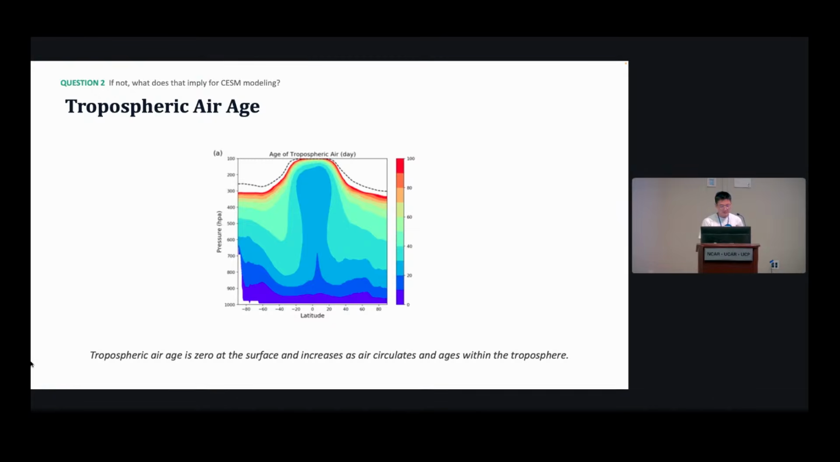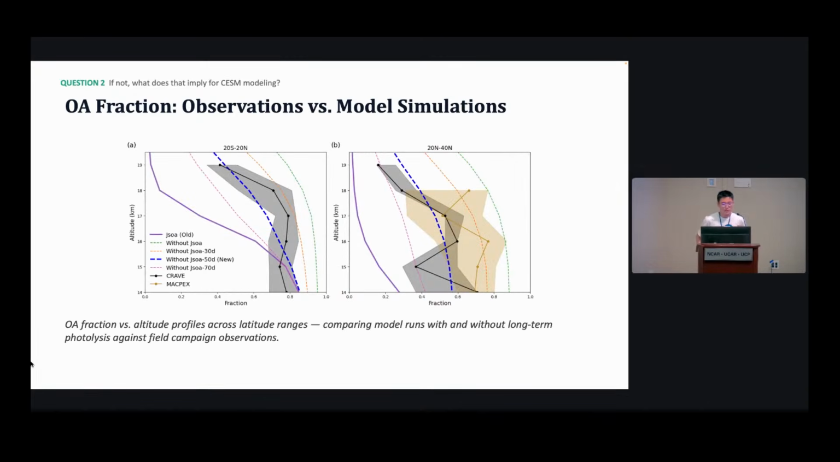We try different parameters. We turn off the photolysis after 30 days, 50 days, and 70 days. Among these parameters, we find the blue line, which turns off photolysis after 50 days, is the best match with observations among these choices.